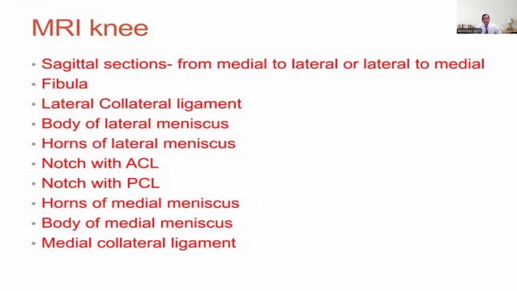On the sagittal section, from lateral to medial, you will see the fibula, lateral collateral ligament, body of the lateral meniscus, horns of the lateral meniscus, notch with ACL, notch with PCL, horns of the medial meniscus, body of the medial meniscus, and the medial collateral ligament. So if you know systematically what to look for, you will not miss out on anything.